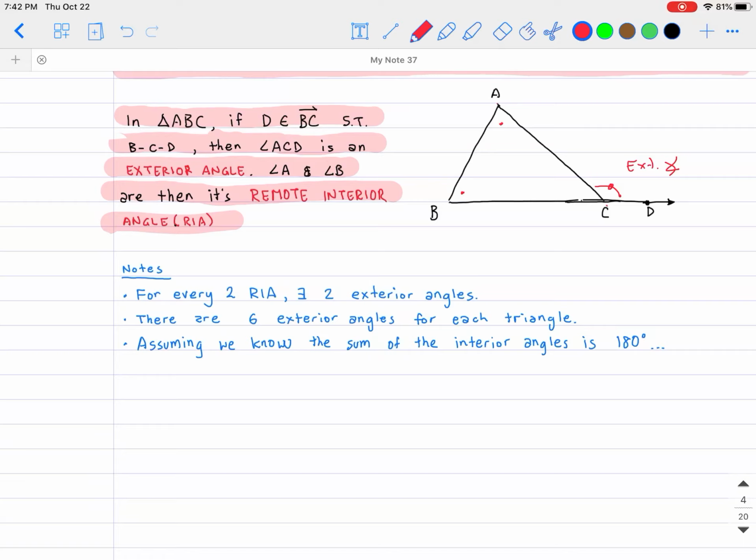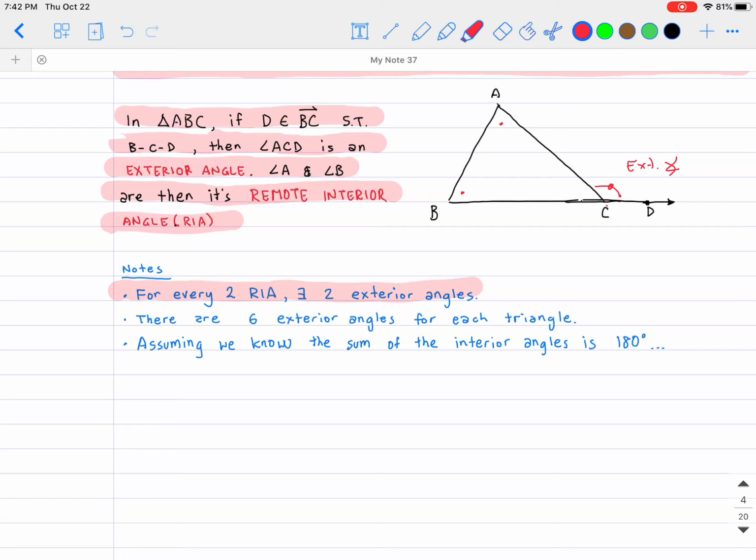You can see it's because it's outside. Now, the remote interior angles to that angle will be angle A and angle B, basically the angles inside the triangle that are not next to the exterior angle. So that excludes C. Okay, so that's how we define both of these terms.